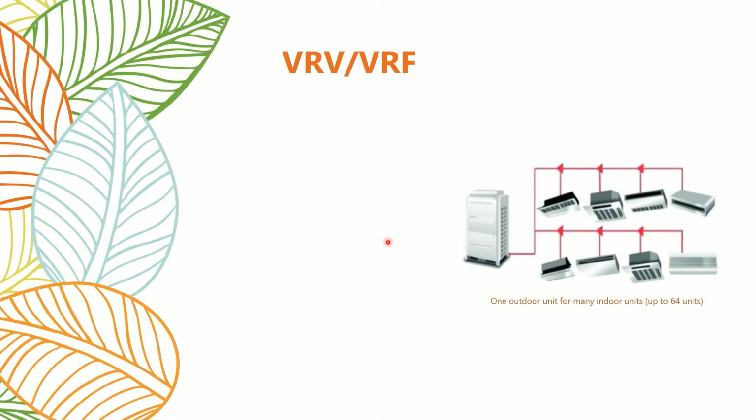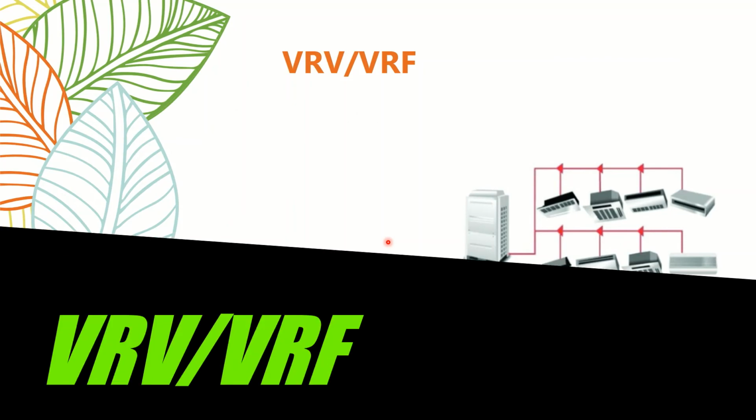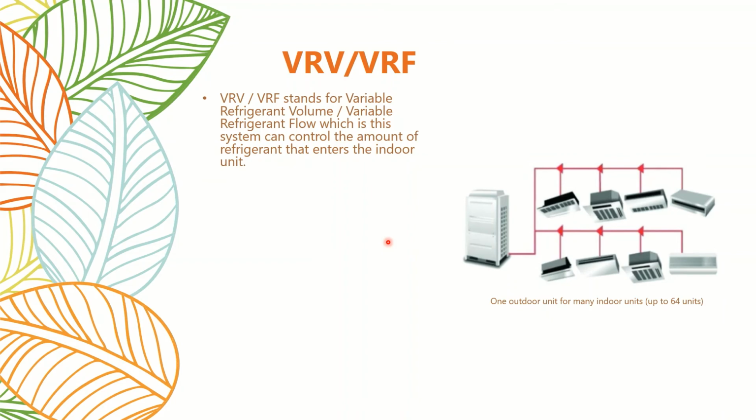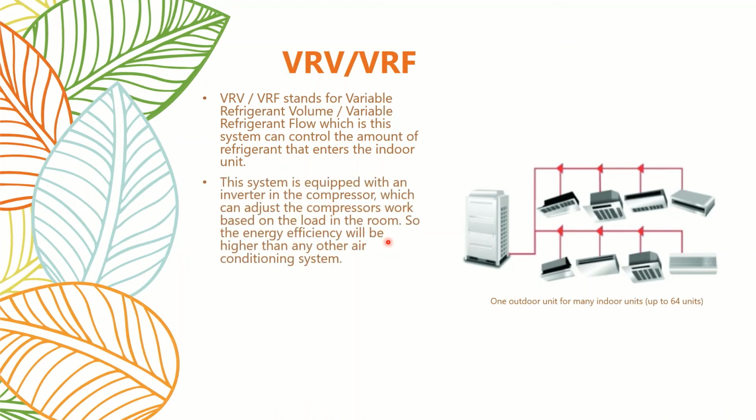And now let's move on to the new topic. Here we have VRV or VRF. VRV or VRF stands for Variable Refrigerant Volume or Variable Refrigerant Flow, which is a system that can control the amount of refrigerant that enters the indoor unit. The system is equipped with an inverter in the compressor, which can adjust the compressor work based on the load in the room. So the energy efficiency will be higher than any other air conditioning system.